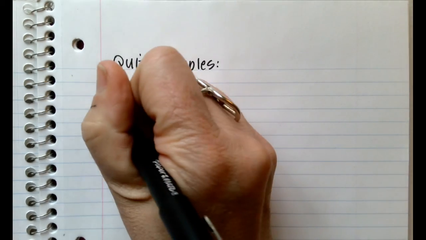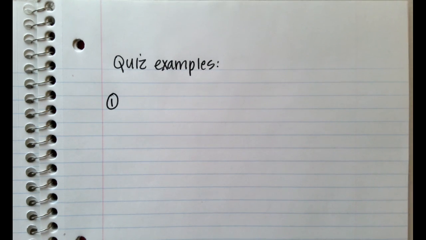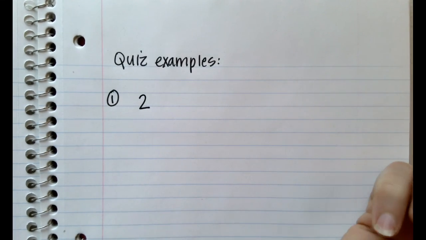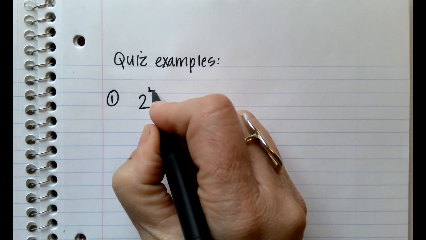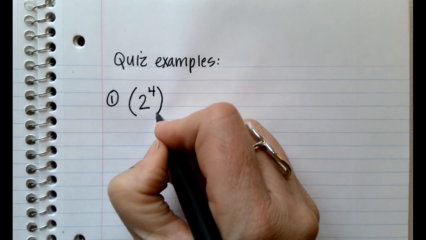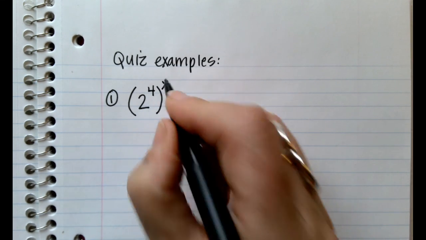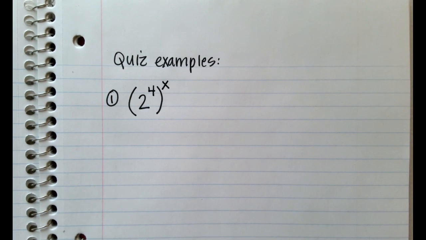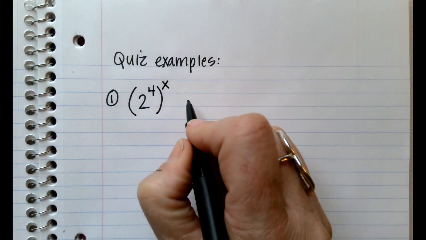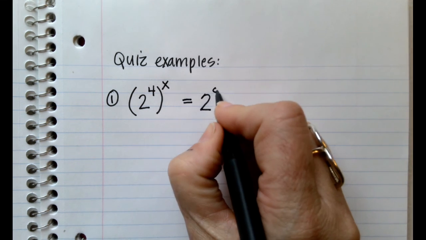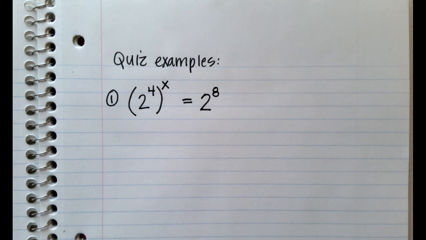So quiz examples. Number 1, you might see a problem on this quiz that looks like this. I could have a base of 2, and the 2 is raised up to a 4, and then they go, well, that whole thing's raised up to x. Yikes, never seen that before. And they're already telling me that it's equal to 2 to the 8th power. Crazy one-step equation solving, right?